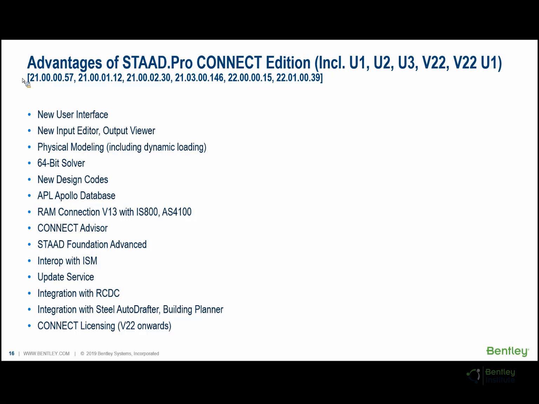We have introduced physical modeling. We have introduced a 64-bit solver. We have also integrated new design codes, some new section databases, an updated version of RAM Connection, then the Connect Advisor, STAAD Foundation Advanced, interoperability with ISM, update service, integration with RCDC, integration with Steel Auto-Rupture Building Planner, and then the final thing is Connect licensing. I will come to these features one by one in my next slides.